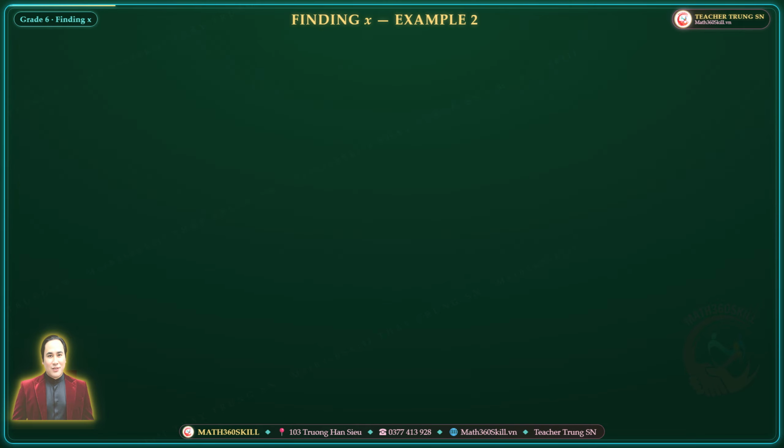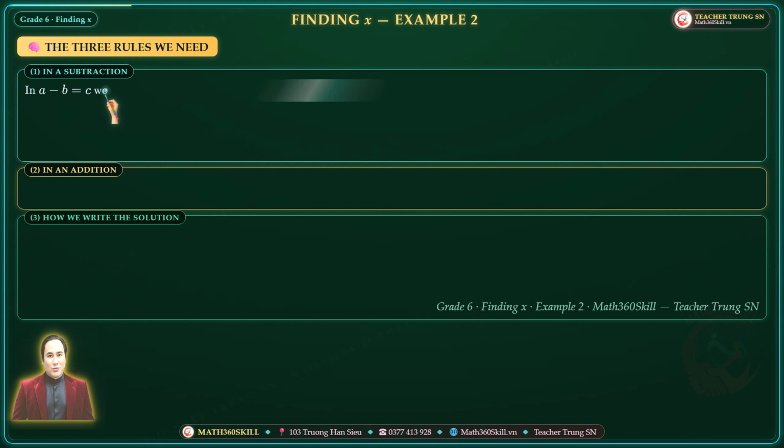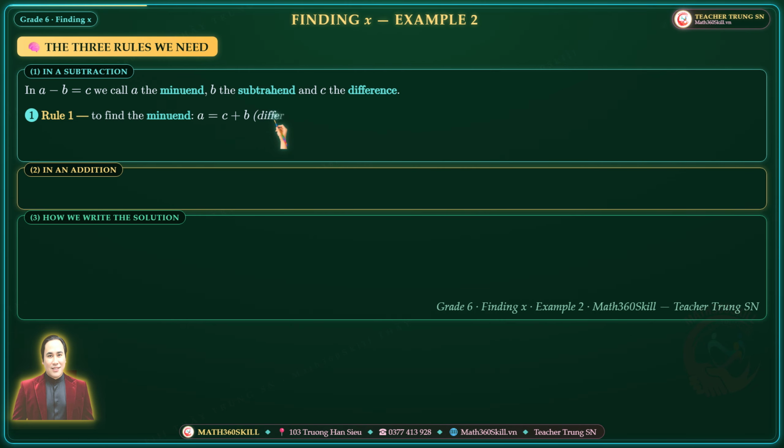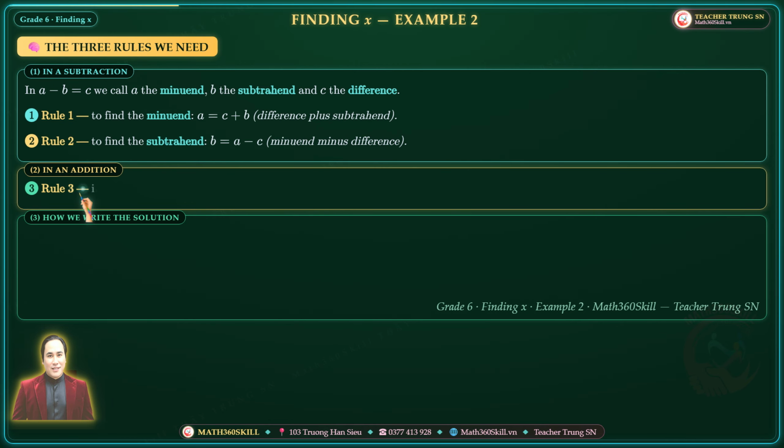Let's begin. First, 3 small rules. In a subtraction, A minus B equals C. We call A the minuend, B the subtrahend, and C the difference. Rule 1, to find the minuend, add the difference and the subtrahend. Rule 2, to find the subtrahend, take the difference away from the minuend. Rule 3, in an addition, to find one addend, take the other addend away from the sum.